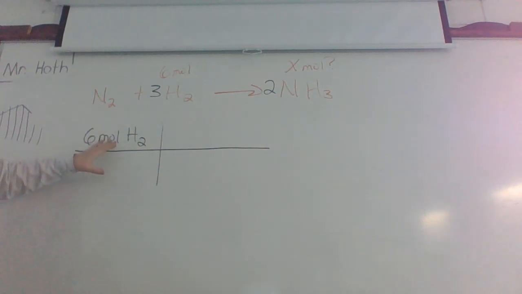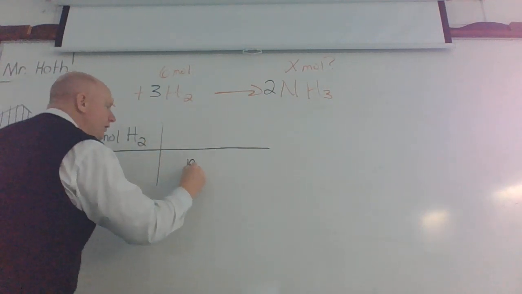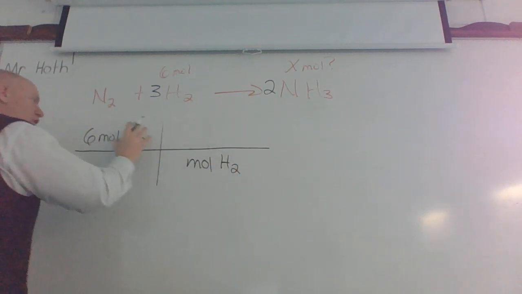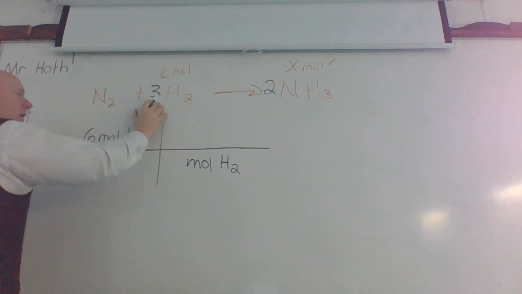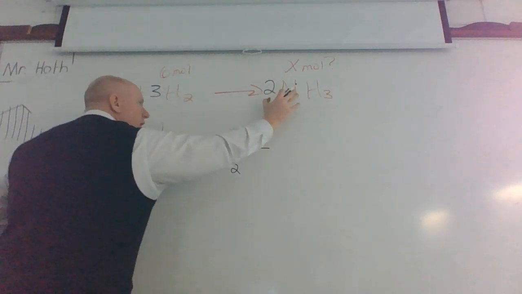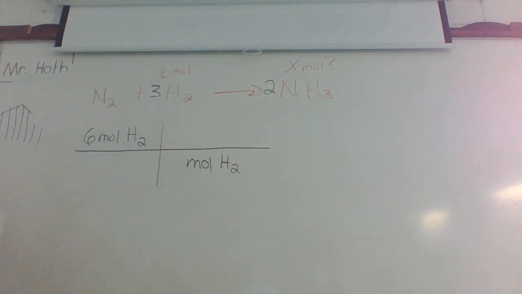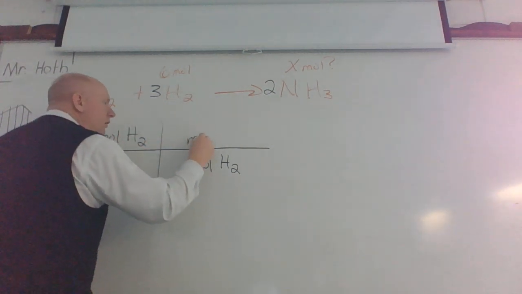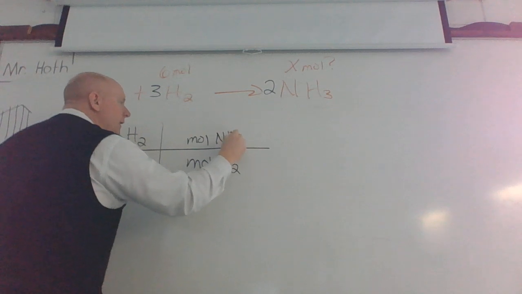How do we cancel this mole out in our next step? You put it on the bottom. You put moles of hydrogen on the bottom. And we're changing what we have and we want to put it into what we're looking for, which is moles of ammonia. Okay? So we put mole of ammonia on top.